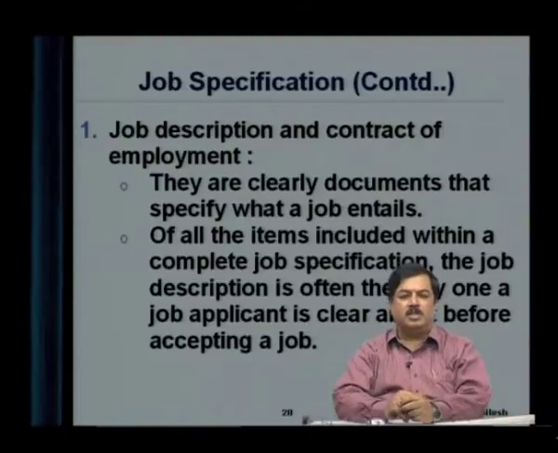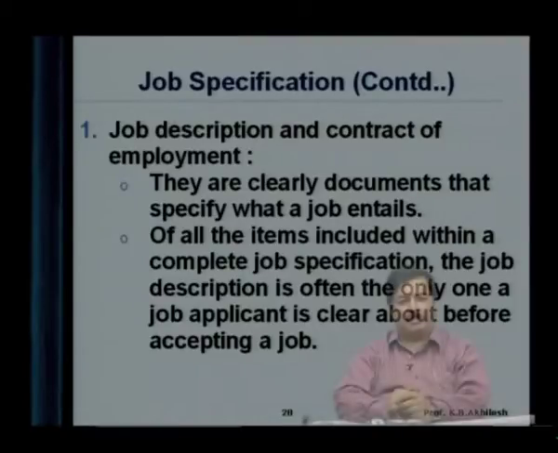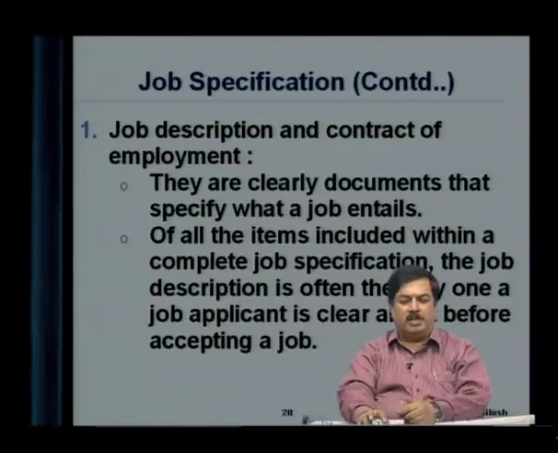So we are using the words duties and responsibilities for all the items included within a complete job specification. The job description is often the only thing a job applicant is clear about before accepting the job. The level at which one would work, the responsibilities, the authority, the context in which the job is delivered are described, as well as the kind of person who can do it: the level of qualification expected, the level of experience required, the essentials as well as the desirable ones. That is how the job description also enables the contract of employment, where it gives the terms and conditions of work.